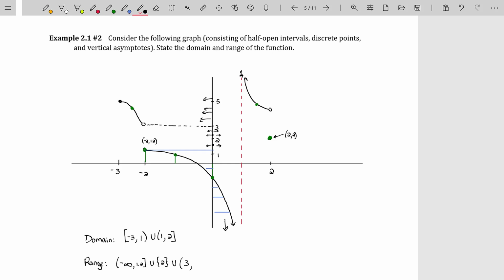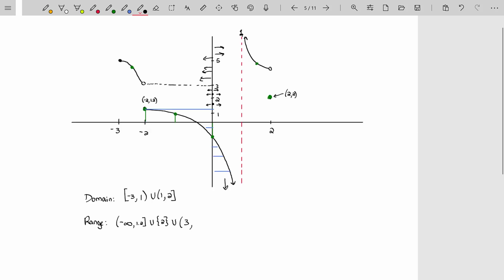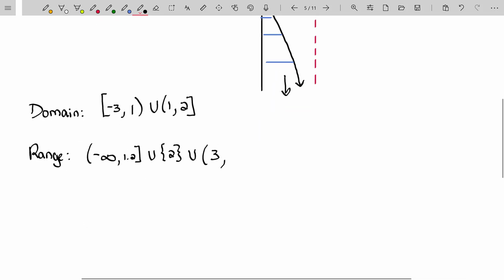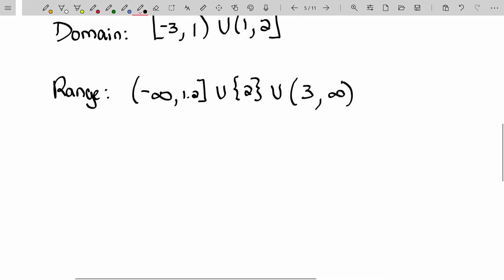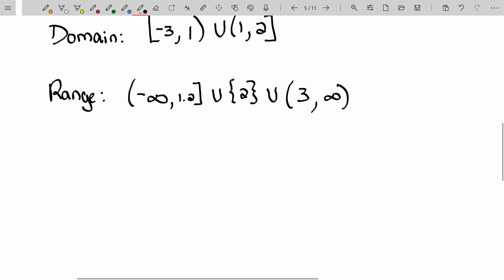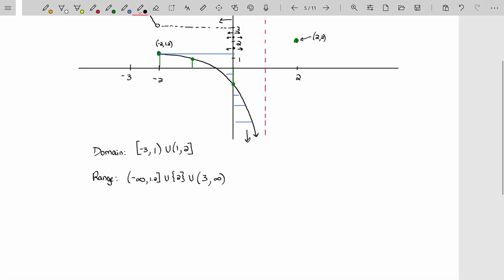There's part of my function that exists. No matter where I'm standing, I have a function somewhere to my left or right. So from that point forward, the graph just climbs forever. So this is a good example of how you would write ranges with discrete points. Not very common actually, but it's a good example of that, so why not?